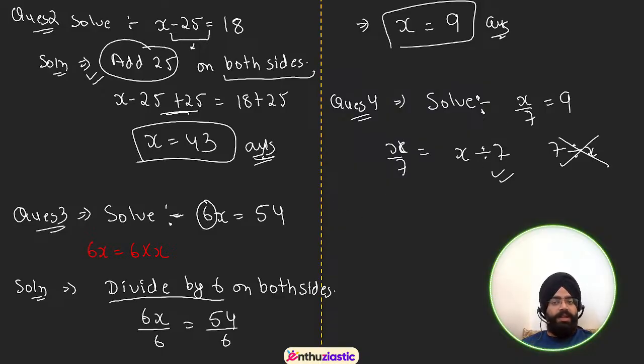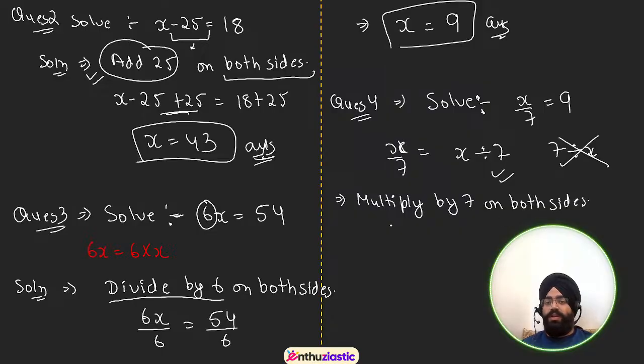So as 7 is being divided, we have to remove the number 7. What we will do over here? Who can tell? Exactly. To make the variable alone, the opposite of division is multiplication. So multiply by 7 on both sides. So we can say that x by 7 multiplied by 7 equals to 9 multiplied by 7.